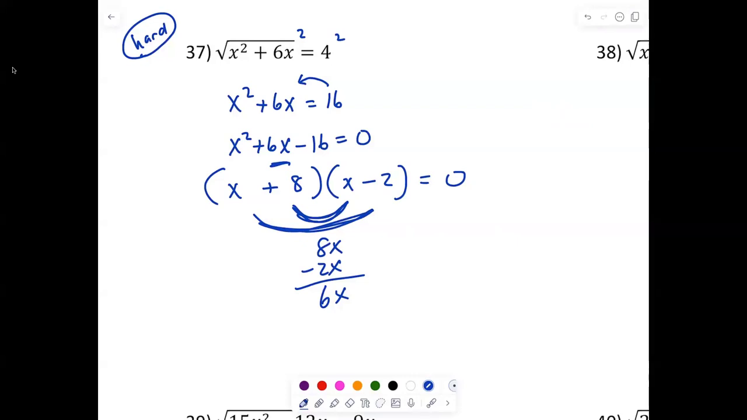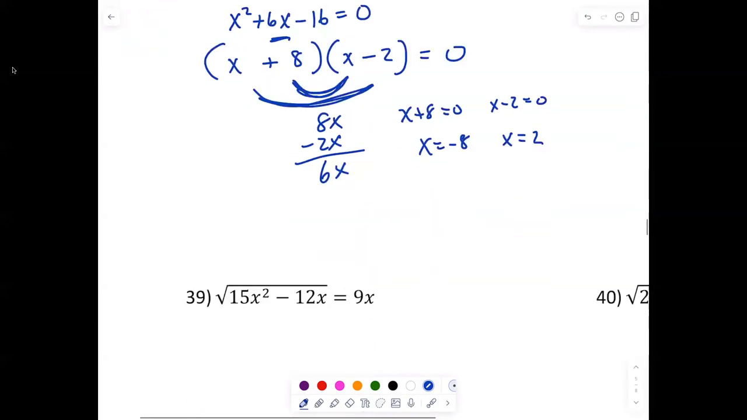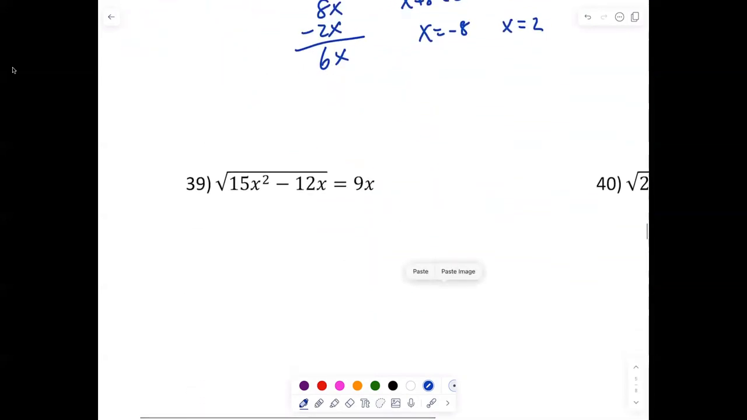And so now from there, we can just say x plus 8 equals 0, x minus 2 equals 0. So x equals negative 8 or x equals 2. Honestly, that's as hard as it gets. Let's take a look at 39.